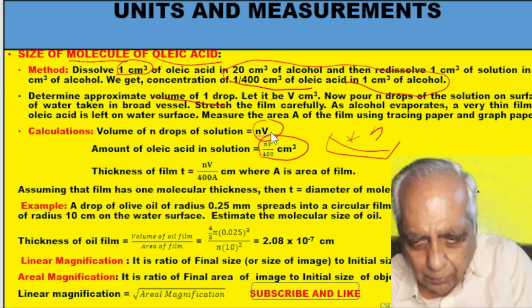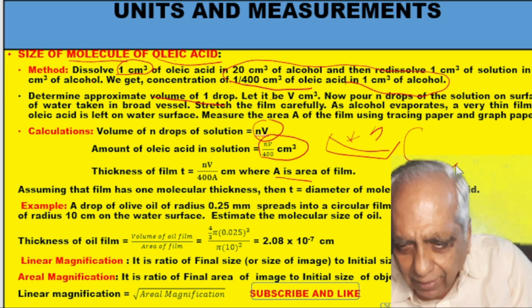Alcohol will evaporate and only this small quantity of oleic acid would remain on the surface of water. So this you can spread over a large area. Suppose I am spreading over the area A. I can measure this area A by using very thin paper, blotting paper type, so that I will come to know in which area oleic acid is there. Because oleic acid may not be uniform, it may be like this. So you trace this and then on a graph paper we will measure the area. In this manner I will come to know the area of the film.